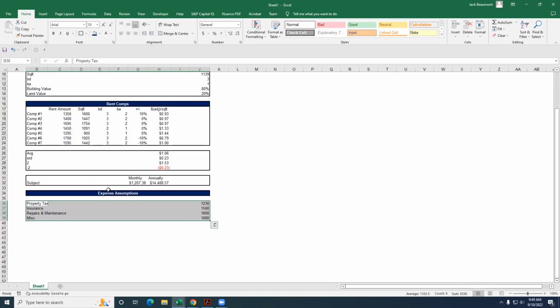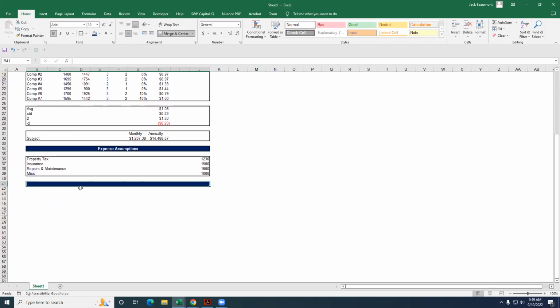Okay. Now we're going to move on to financing. So we're going to do debt and capital. I'm going to put this CapEx now. And CapEx estimate.